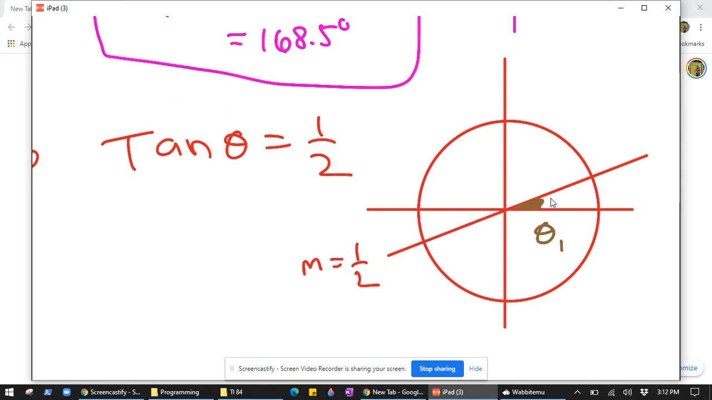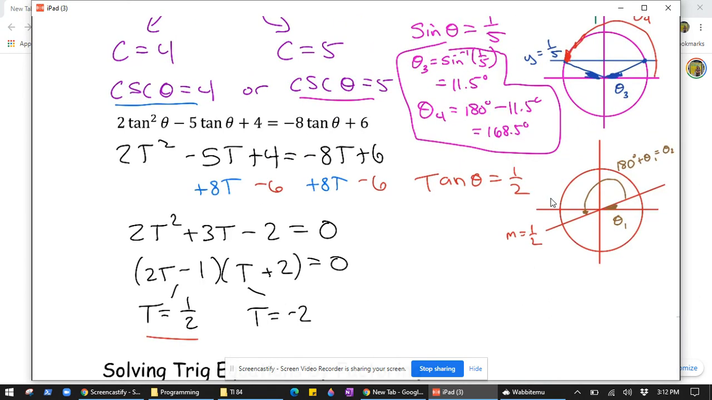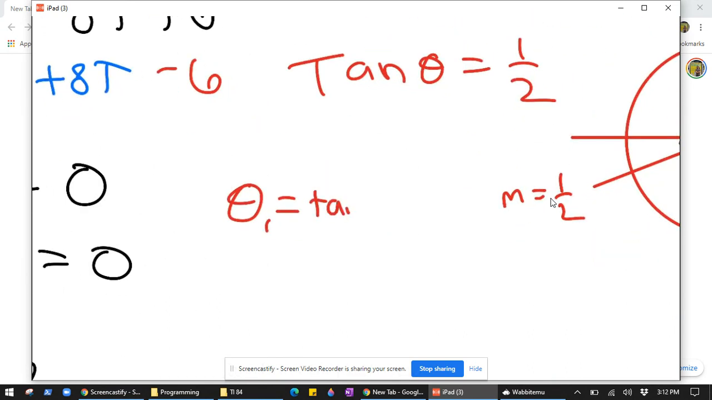To get the other one, we're going to add 180 to that answer. So 180 degrees plus θ1 is our second answer. Okay, so let's do that here. We note that θ1 is equal to tan inverse of 1/2. We go to our calculator to get it.